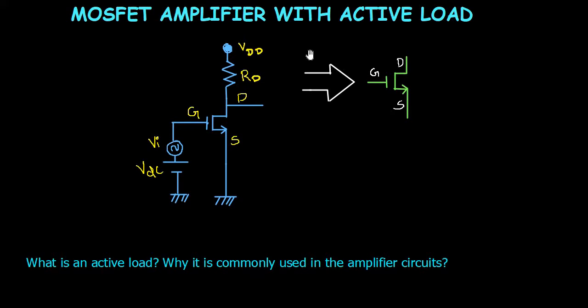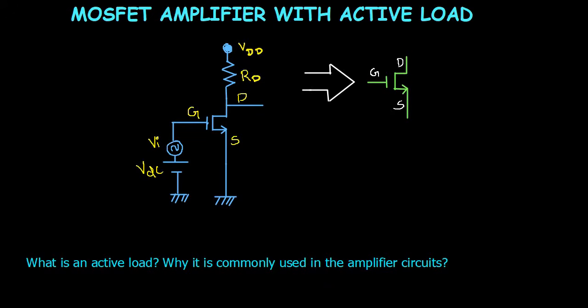Taking a resistor in an IC requires a lot of space. So instead of that, an active component like a MOSFET or MOSFET circuit is used instead of a resistor. The active component or active device which is used instead of that resistor is known as an active load.